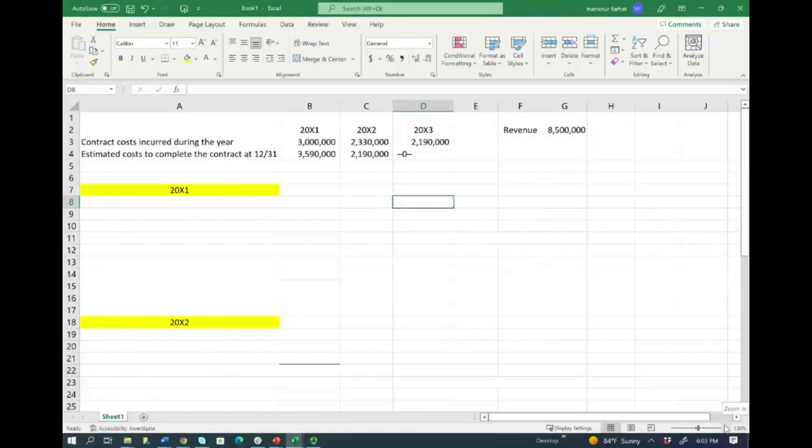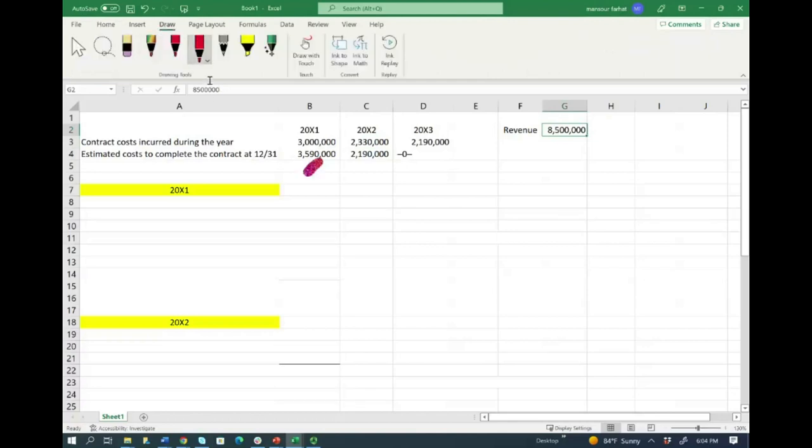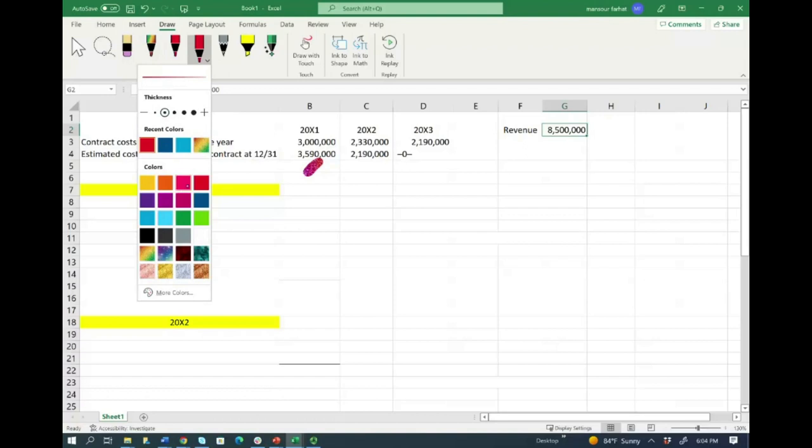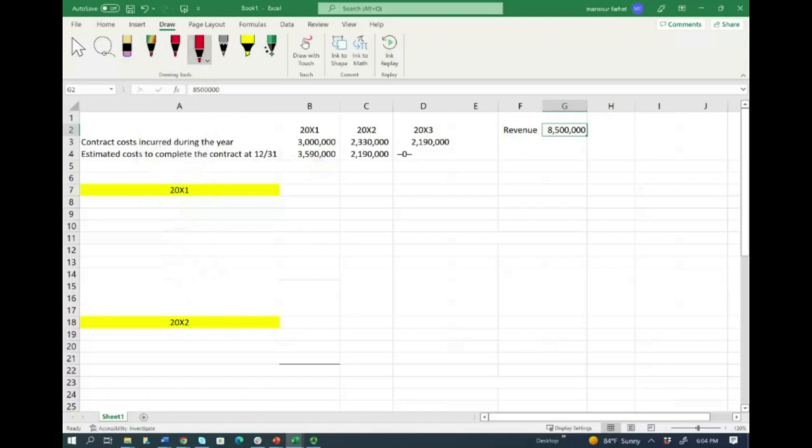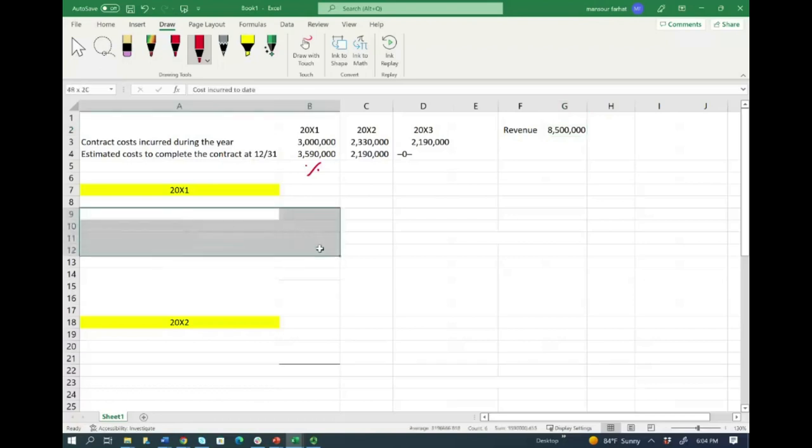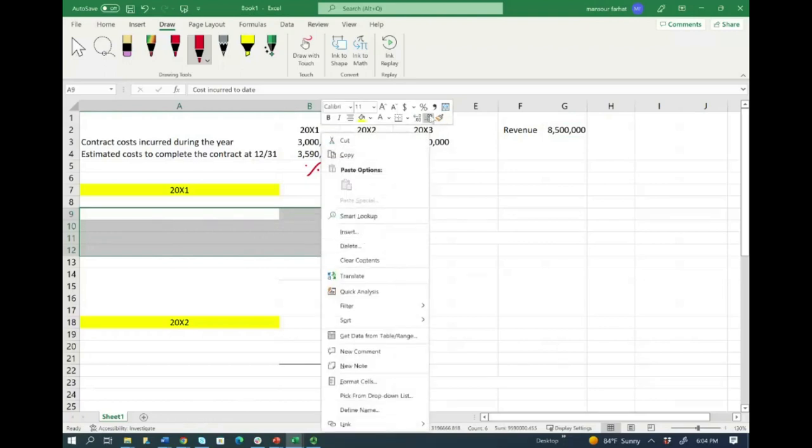So this is the data that we have on the PowerPoint slides, the cost for each particular year and the revenue. So what we're going to find out is what is the degree of completion? How much did we complete in year X1? What's the degree of completion? And based on the degree of completion, we can figure out how much revenue to recognize. So how do we compute this? Well, the formula goes cost incurred to date divided by the total cost to complete the project.